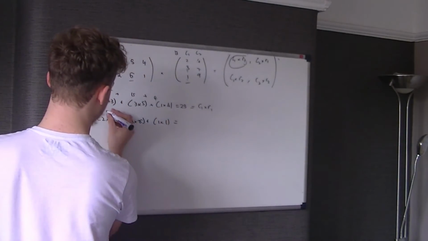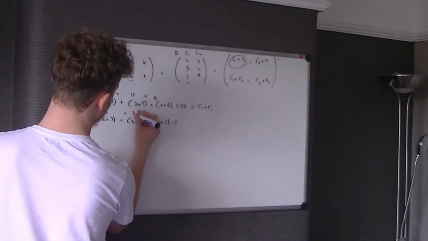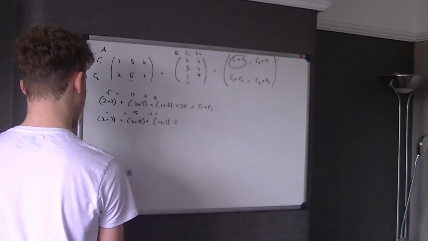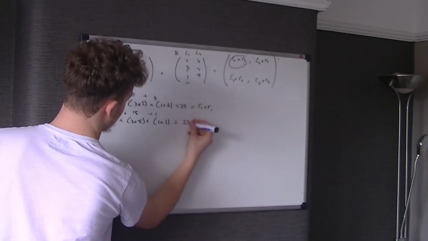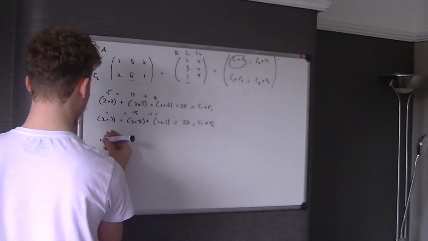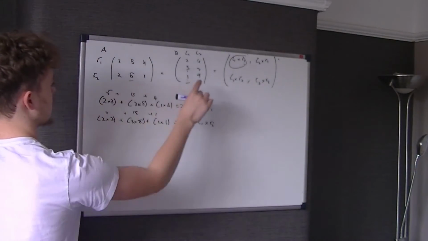Okay, so that's obviously the same as 4 plus 18 plus 1. Which is obviously the same as 19 plus 4, which is obviously 23. And we say that is column 1 times row 2. Right? And now what we need to do now is look at column 2.